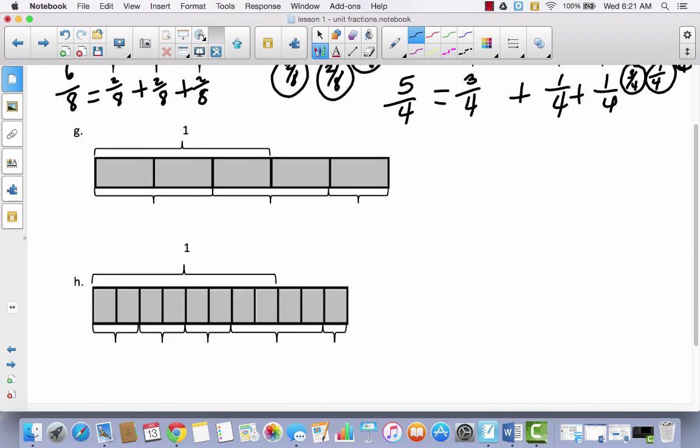All right, so see if you can do this one by yourself. This one's a little bit different, just like the last one that we did, because we have more than one whole. If you get it wrong, you can always erase. It's okay. You can come back and we'll fix it together, but try to do it by yourself.